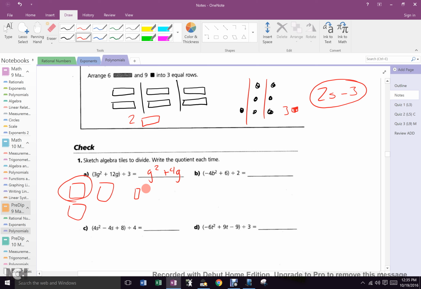Will we need to know drawing for the quiz as well? Yep, at least once. 5, 6, 7, 8, 9, 10, 11, 12. Right? Yep. Divided into 3.